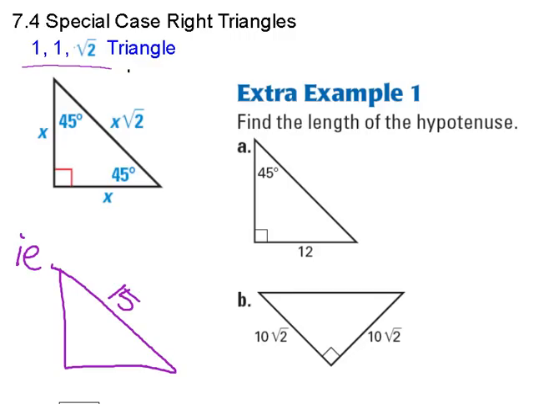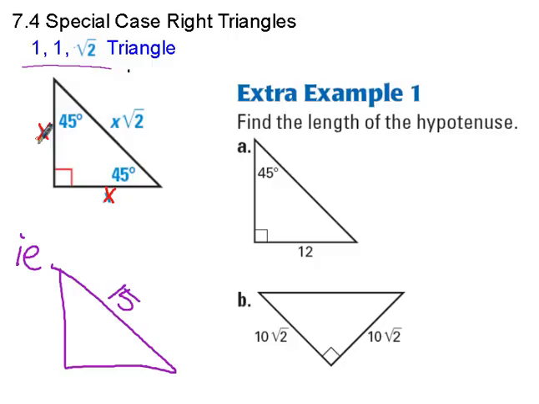I'm here to talk about special cases in right triangles. There's two special cases that we're going to talk about. One is an isosceles right triangle. That means two sides of the same length. In this case, it's x and x. And isosceles right triangles will always have angles opposite each other that are 45 degrees.